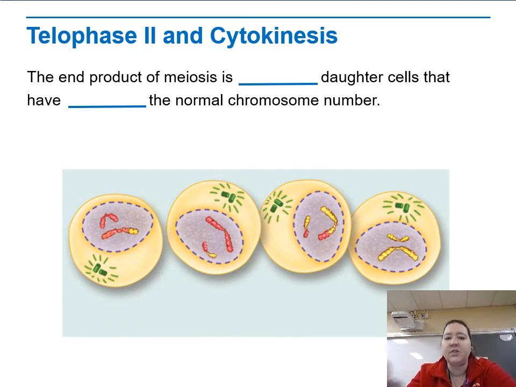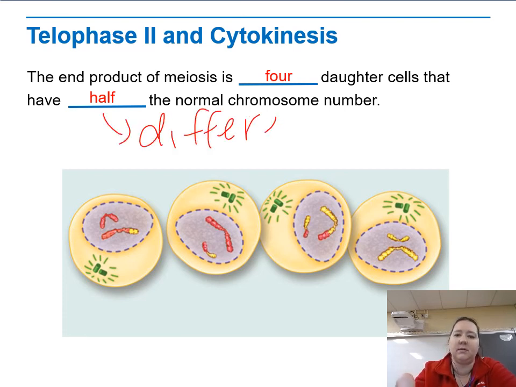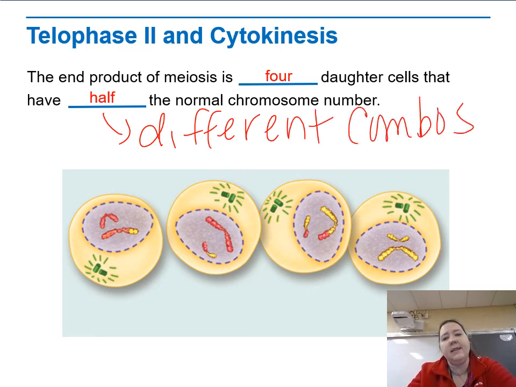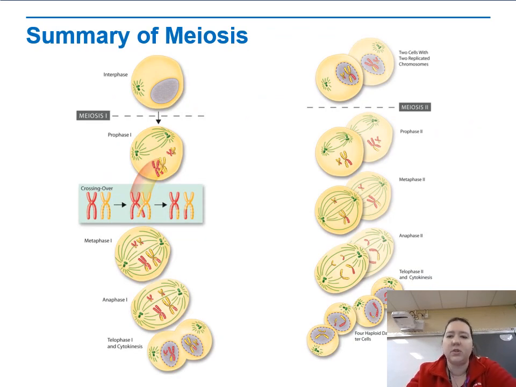The end product of meiosis is 4 daughter cells that have half the normal chromosome number and they're different combinations. That's the important part. So here's a picture that summarizes meiosis. Like I said, we are going to talk more about these. I know this is a little confusing, so we'll go over it.